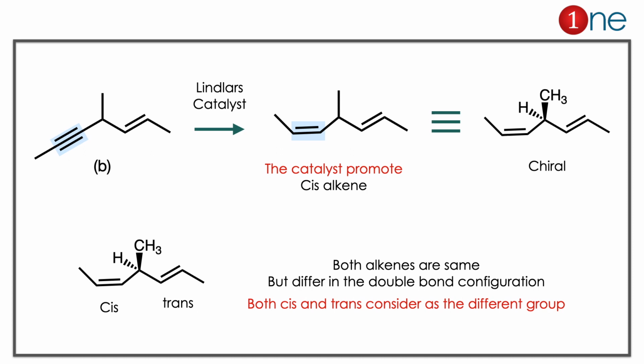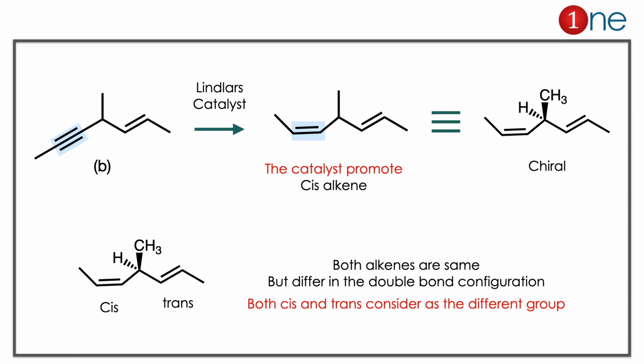If you use the Lindlar's catalyst, what really happens is that the Lindlar catalyst selectively reduces the triple bond. It is converted into a cis double bond. The catalyst promotes only the cis alkene there. If you look at this alkene, it is a chiral compound, because on one side you have cis and on the other side you have trans, so it should be considered as chiral there.